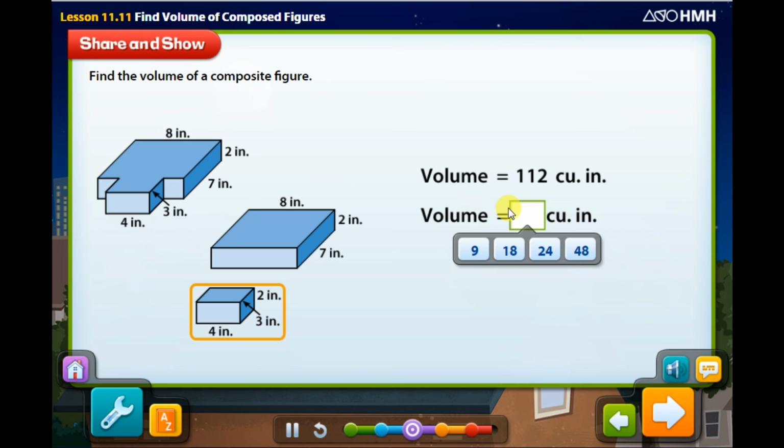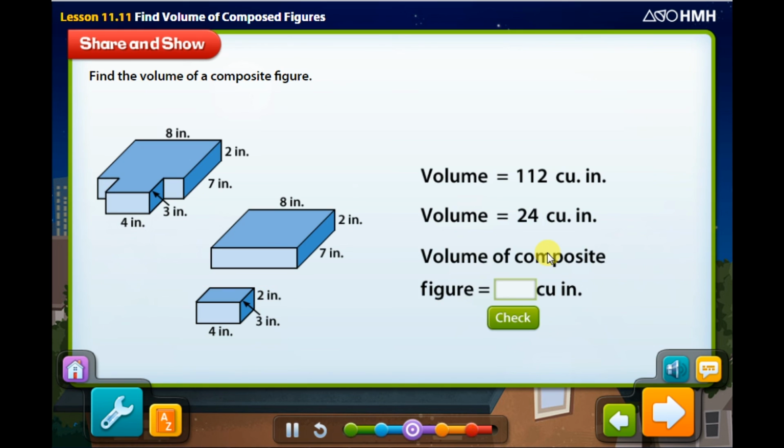What's the volume of the second rectangular prism? The length is 4, the width is 3, and the height is 2 inches. So let's multiply the three dimensions together to find the volume. 2 times 3 is equal to 6. 6 times 4 will be 24 cubic inches. That's correct. Its volume is 24 cubic inches.